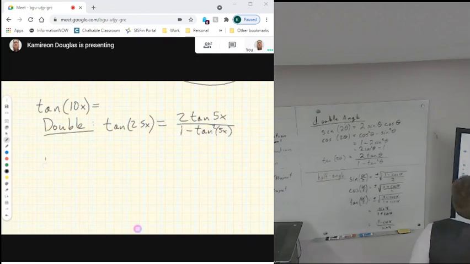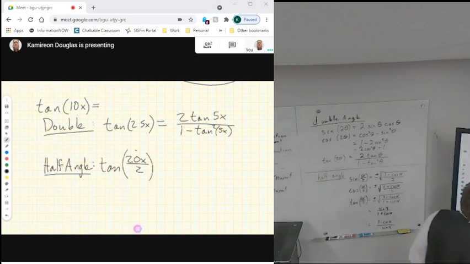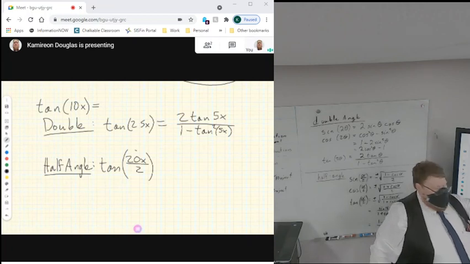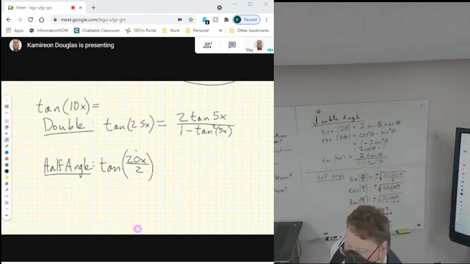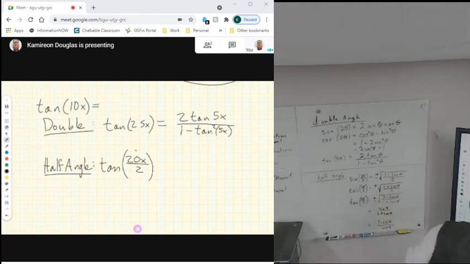The half angle would become tangent of 20x over 2. Again, make sure whenever you find your second one that it does simplify back to the first one. 20 over 2 does simplify back to 10. That's how I know I've got a good half angle formula. From here, now I plug in 20x into this equation.